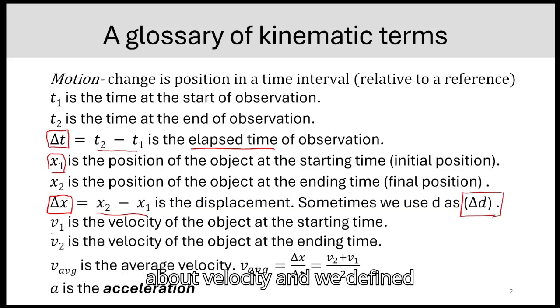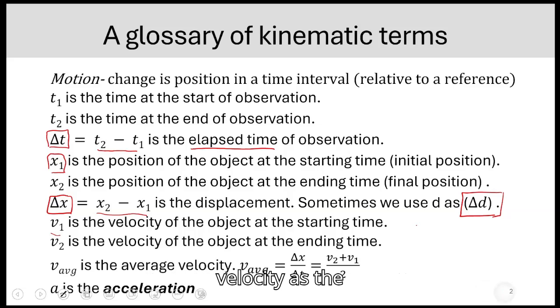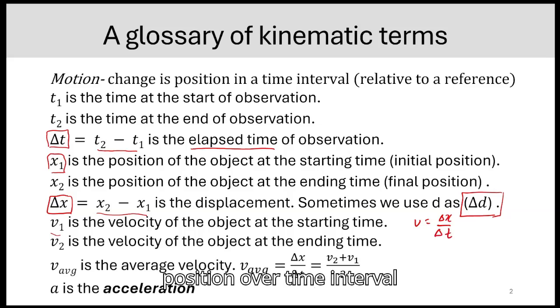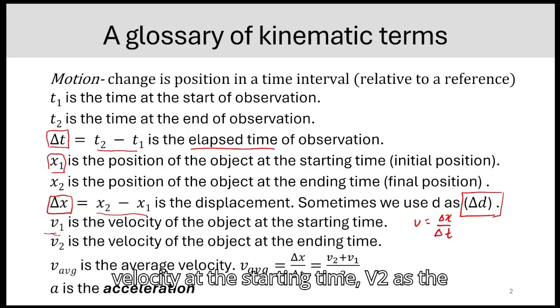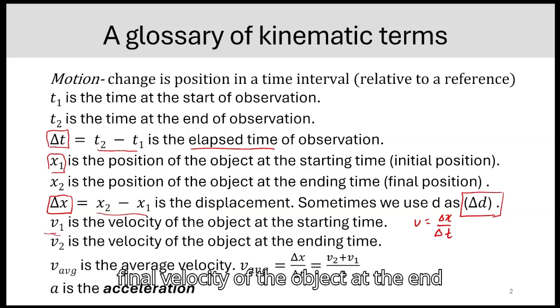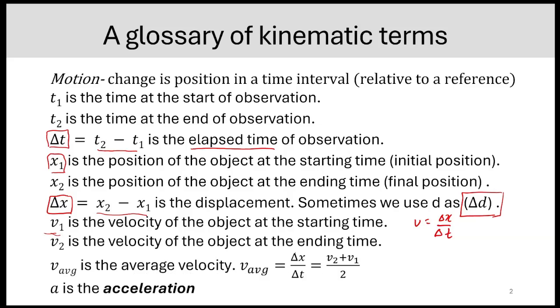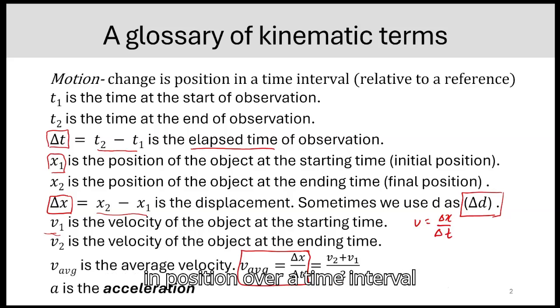And then we talked about the velocity, and we defined velocity as the ratio of change in position over time interval. We also showed that we will represent v1 as the initial velocity at the starting time, v2 as the final velocity of the object at the end time, and we defined average velocity as the ratio of change in position over a time interval.